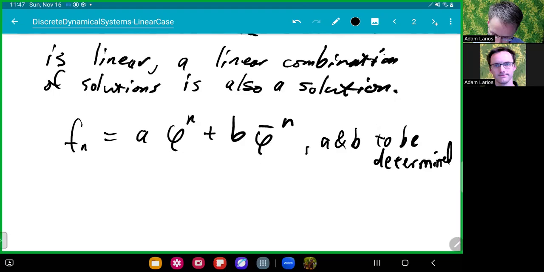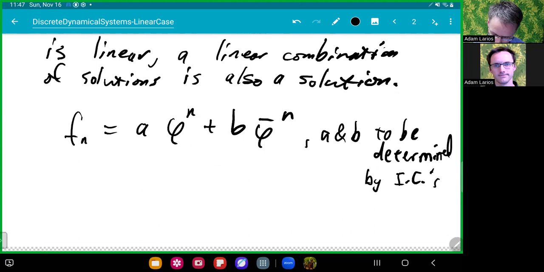All right, so, and let's say by the initial conditions, by the initial data, by the ICs. So let's try it.